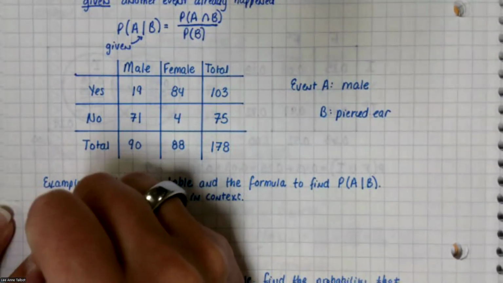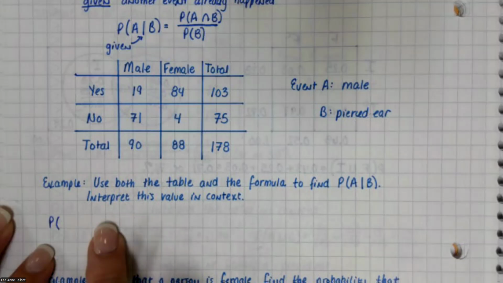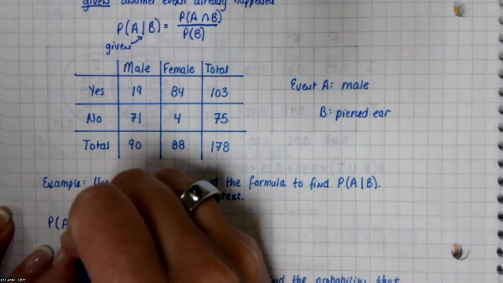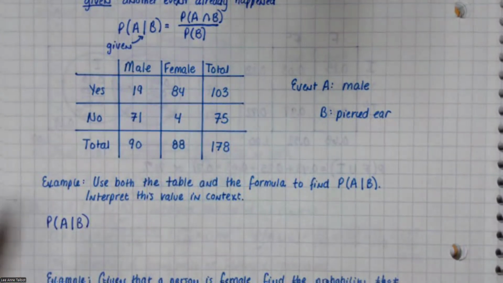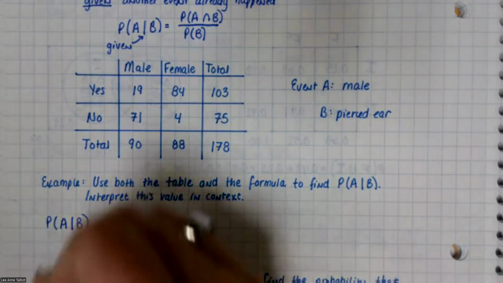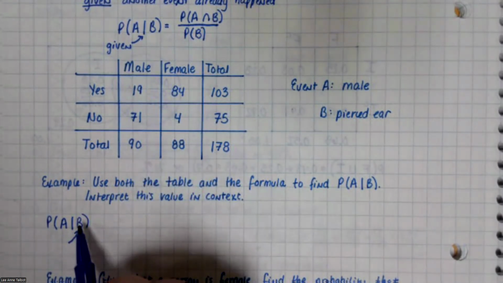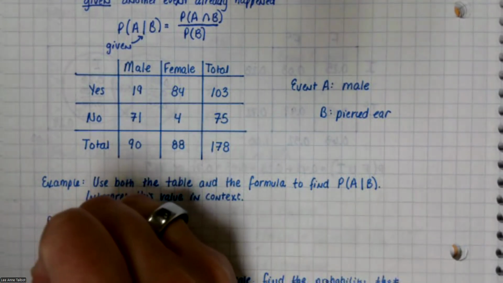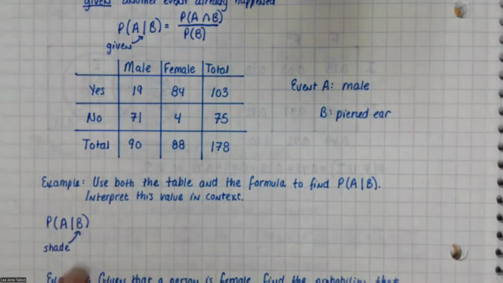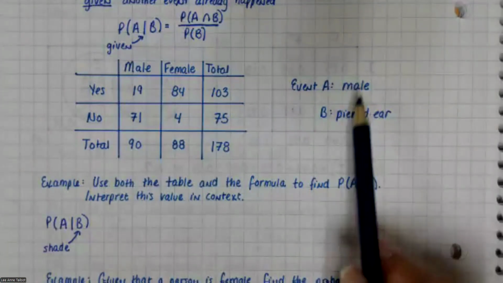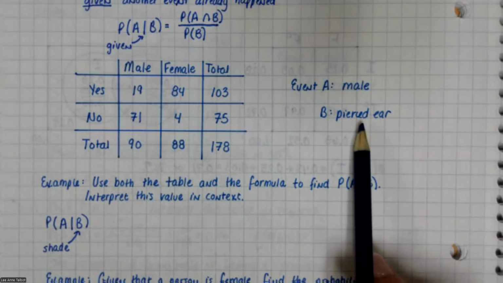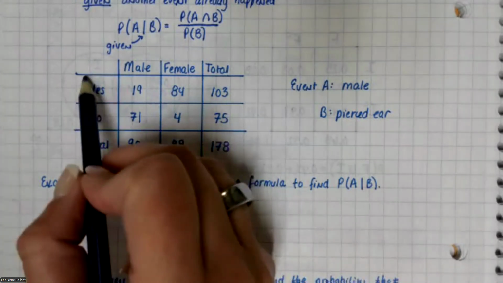Okay, so over here, we're going to do this twice. We're going to do from the table and we're going to use the formula. Probability of A given B. Okay, and if you're going to do this from the table, what you have to do is narrow your eyes to only the B option. So put a little arrow to B and shade the B section. Okay, in this problem, B is pierced ear. So shade the row where they have a pierced ear.